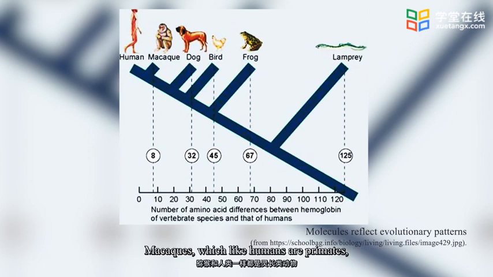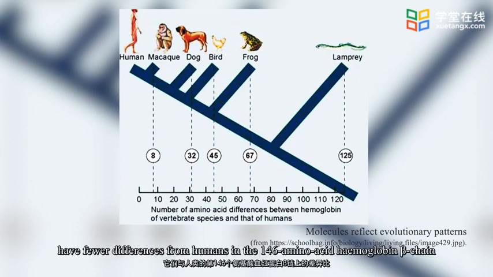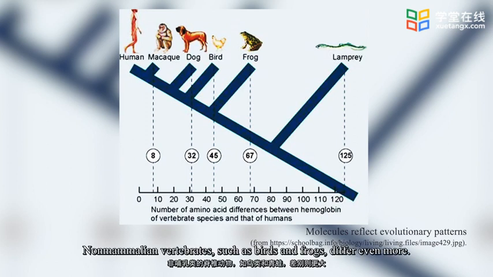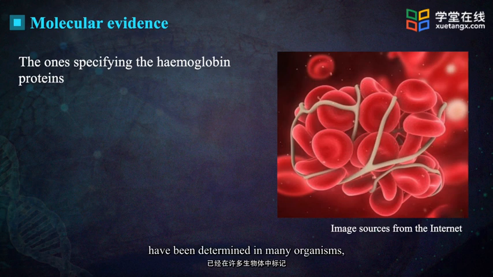Macaques, which like humans are primates, have fewer differences from humans in the 146 amino acid hemoglobin beta chain than do more distantly related mammals, such as dogs. Non-mammalian vertebrates, such as birds and frogs, differ even more. The sequences of some genes, such as the ones specifying the hemoglobin proteins, have been determined in many organisms.